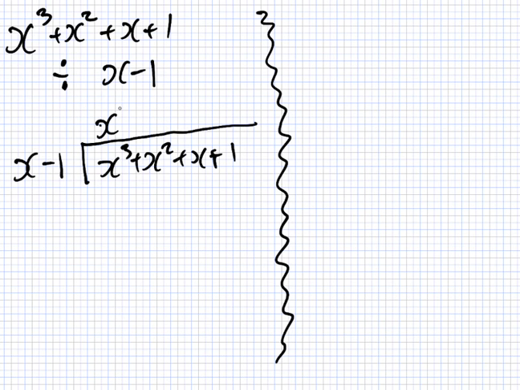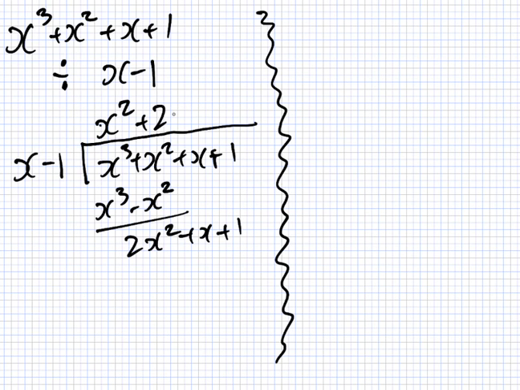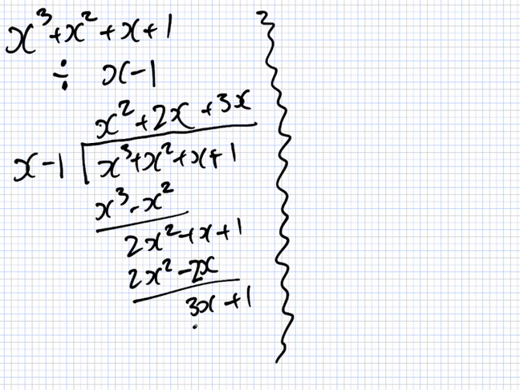What goes here? X squared, x cubed minus x squared, that's 2x squared plus x plus 1. Plus 2x squared minus 2x, 3x plus 1, plus 3x minus 3, so the remainder is 4, okay?